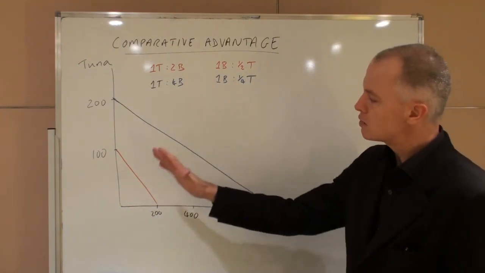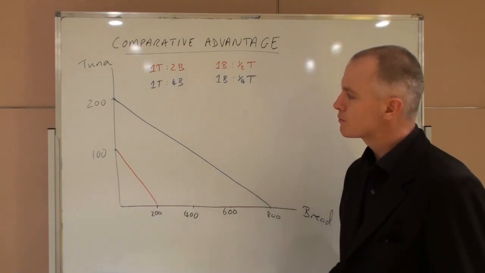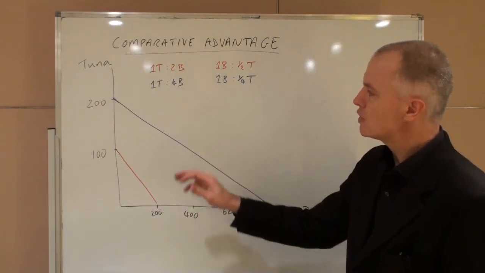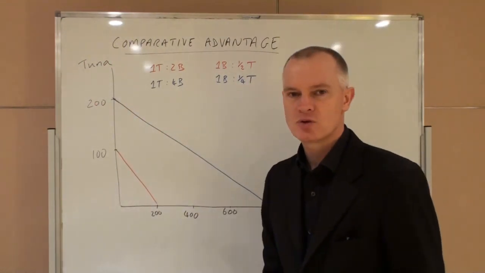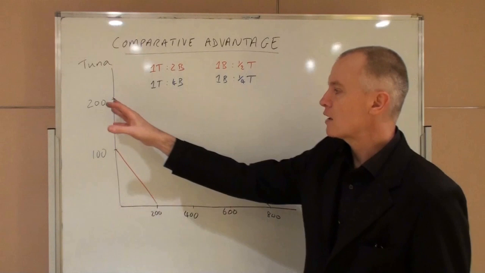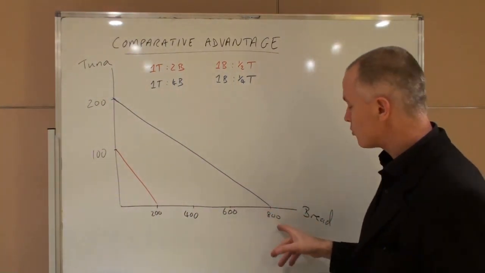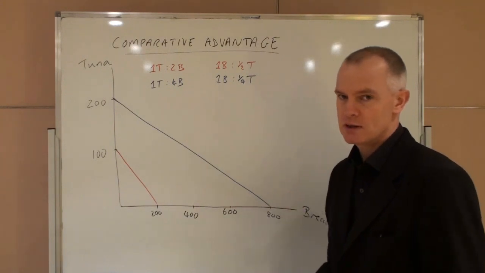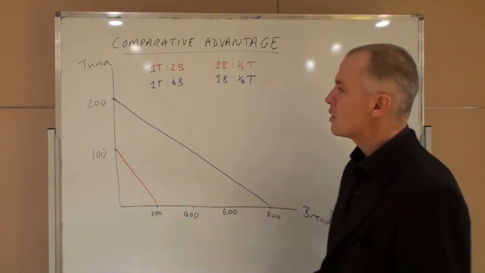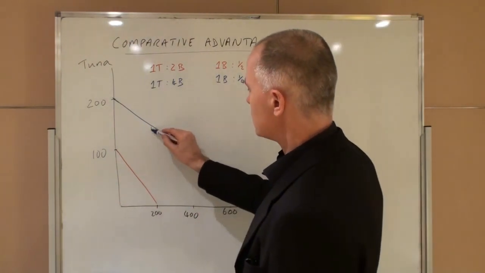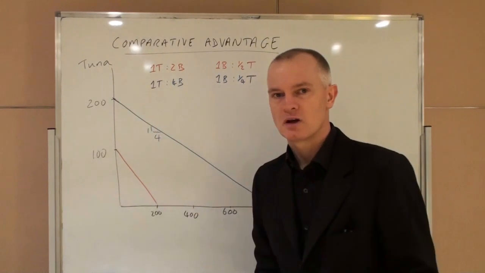And these lines represent production possibility frontiers of the two countries. The blue country, if it specialises in the production of tuna, can produce a maximum of 200 units. It can of course move its resources out of tuna and into bread, and a maximum production of 800 bread is available if it specialises in bread production. Thus, the opportunity cost of a unit of tuna in the blue country must be 4 units of bread.